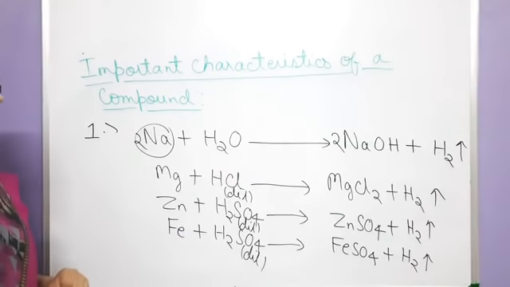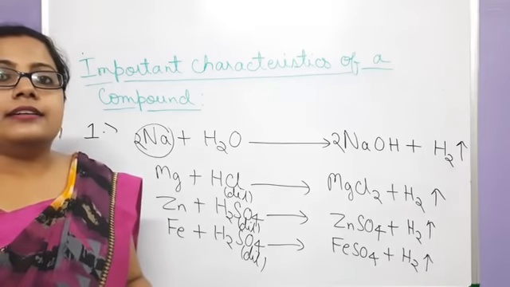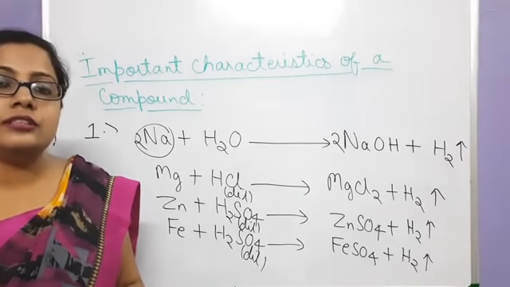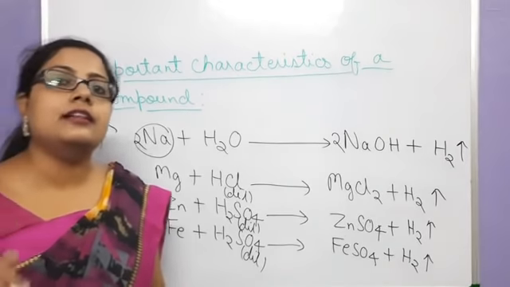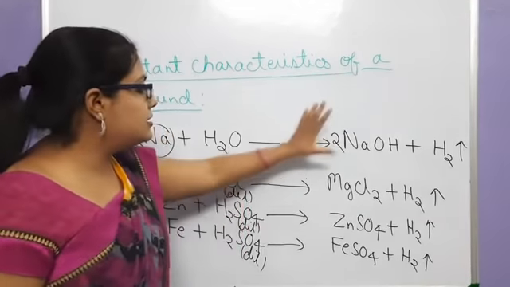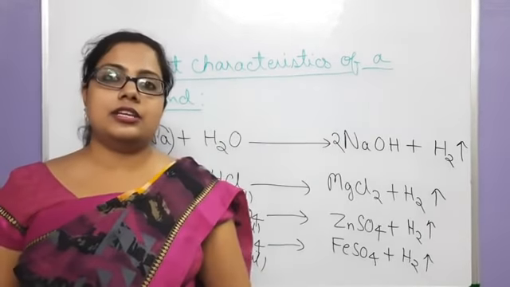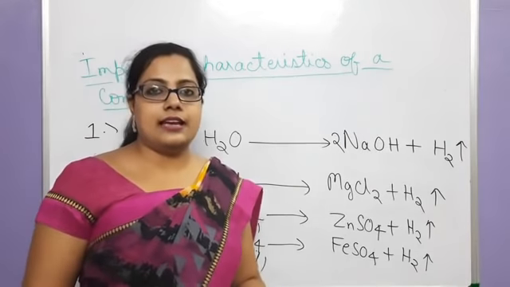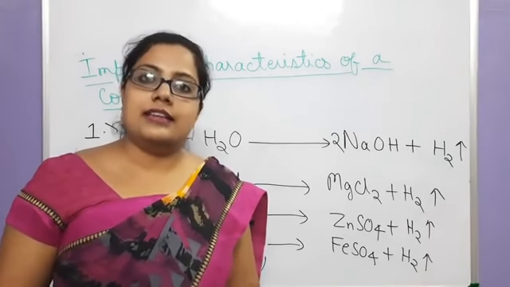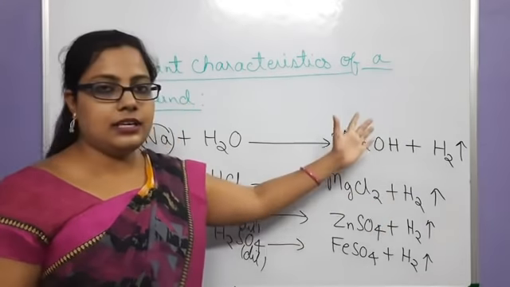Okay. So the first property which we have studied is what? The compounds can be split into its constituent elements only by chemical means, but not by physical means. And this is some of the methods by which we can get hydrogen gas. So the question can be like this: discuss some of the methods by which we can get hydrogen gas. The first method is electrolysis, but these are also some of the methods.